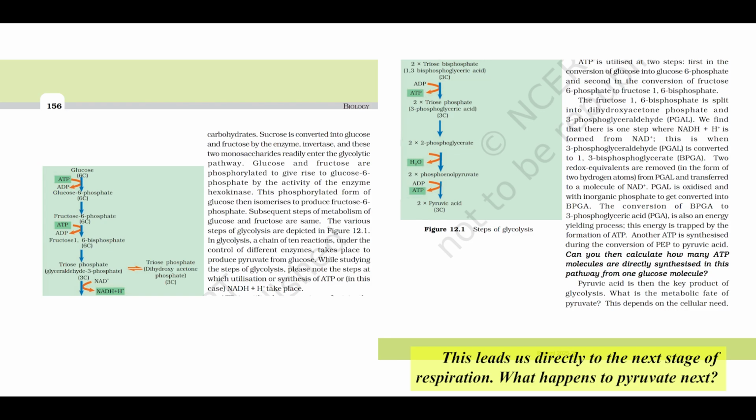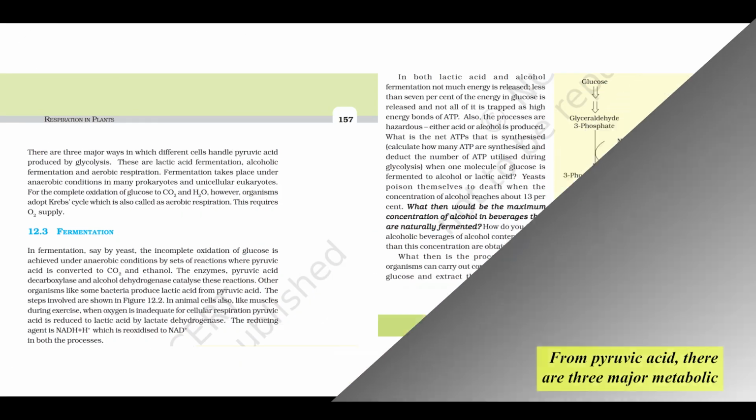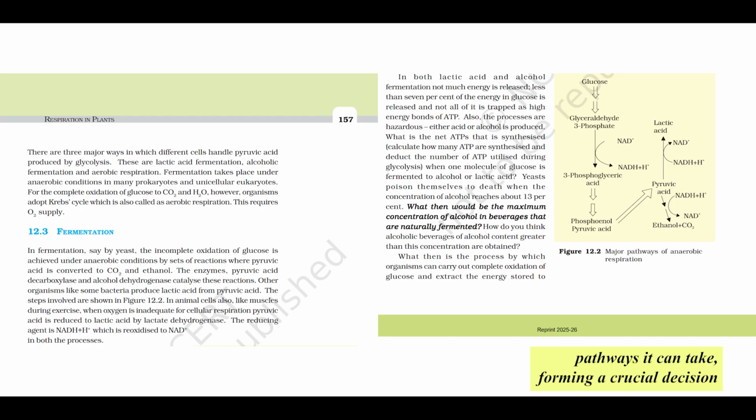This leads us directly to the next stage of respiration. What happens to pyruvate next? From pyruvic acid, there are 3 major metabolic pathways it can take, forming a crucial decision point in cellular energy metabolism depending on the conditions within the cell. These are lactic acid fermentation, alcoholic fermentation, and aerobic respiration.